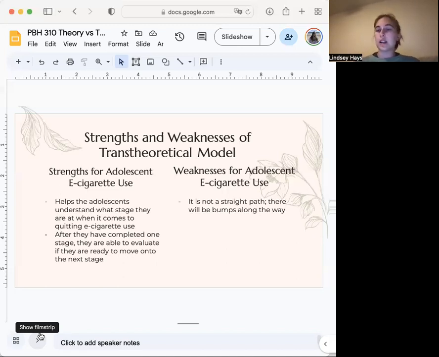One of the weaknesses of the transtheoretical model for e-cigarette use behavior is that it's not a straight path. There will be times where you go back and forth between stages, or maybe you think you're in preparation, about to quit vaping, and then something happens and you start all the way over at pre-contemplation, where you think, I'm still vaping every day and I don't even want to quit now.